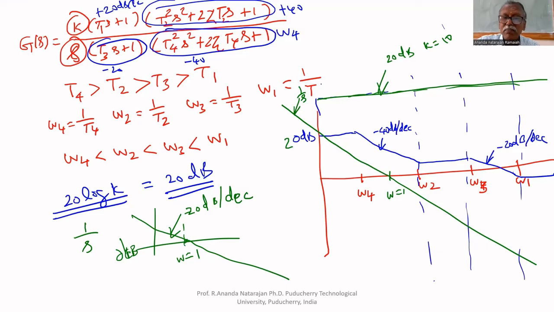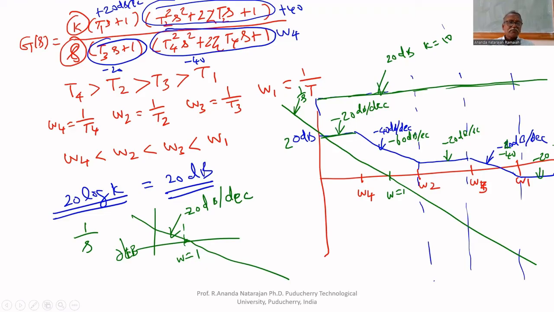If we include 1 by S, what will happen? This horizontal line has a slope of 0 dB per decade, but because of this, it becomes minus 20 dB per decade. This 40 dB becomes minus 60 dB per decade. This horizontal line again becomes minus 20 dB per decade. This 20 becomes minus 40. This horizontal line again becomes minus 20 dB per decade. The slope is now changed because of this 1 by S.